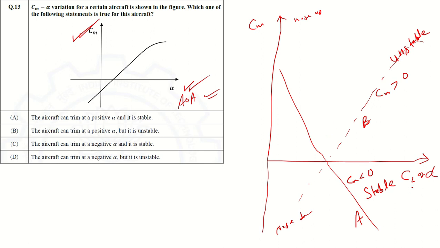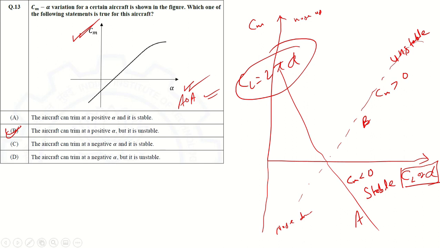I have CM versus lift coefficient, both are the same, because CL is equal to 2 pi alpha for a 2D airfoil. So it is directly proportional. According to this, B is the right option, because the aircraft can trim at a positive alpha, but it is unstable.